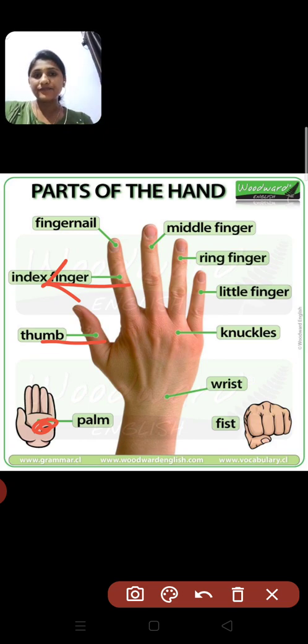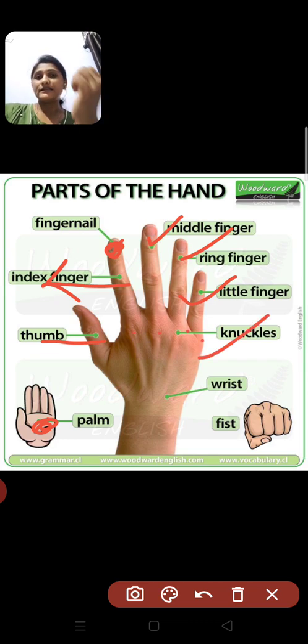Let us see. This is your fingernail, and the first finger is index finger. This is your middle finger. Then third is your ring finger, and fourth is little finger because it is little, na? Okay. Then this bump-like structure you can see here, they are your knuckles, and this is your wrist, and this mukka is your fist.